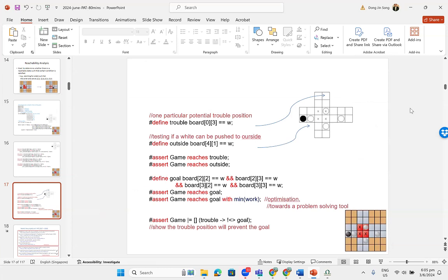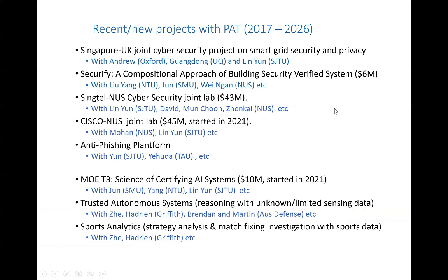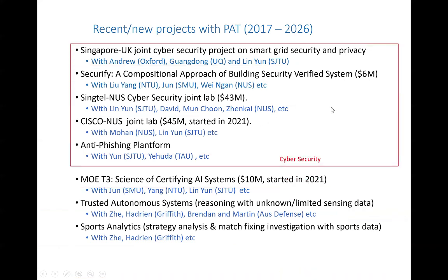You may ask, what current projects are using PAT? There are many different applications. Just using the concurrent module, we have a lot of projects on cybersecurity. The first project is using PAT model checking for smart grid systems for security and privacy. The second one is building a compositional approach for security systems. There are two industry labs, Intel and Cisco, also trying to use PAT to analyze some attacking patterns in traffic anomaly. There's also an anti-phishing project.